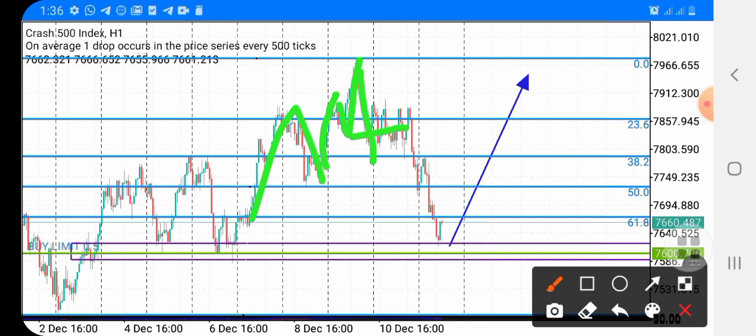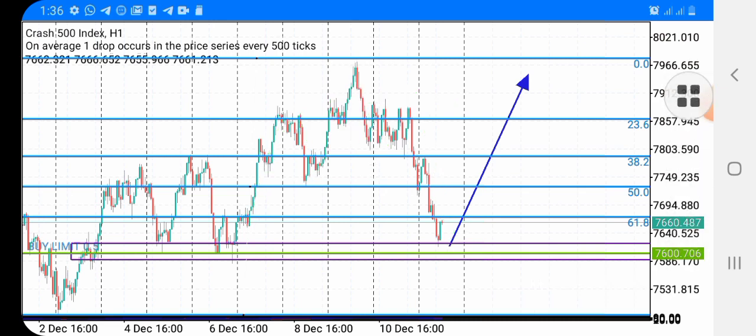Then where's our entry point? This place, and the market comes down to that point and shoots down. So that is the scenario of this pattern, and it works almost all the time.